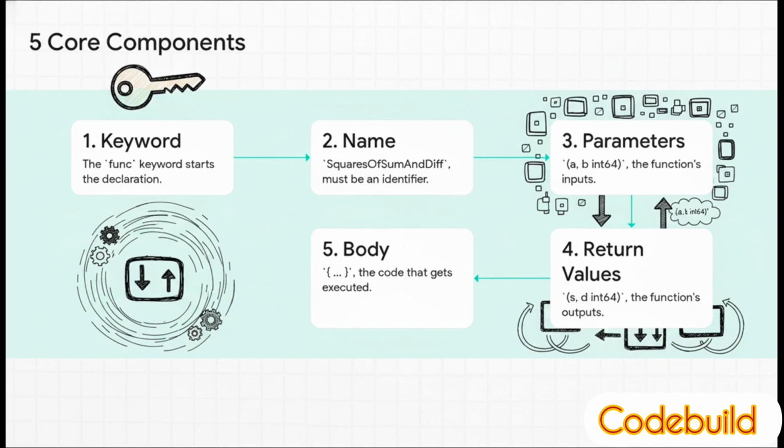First, you've got the func keyword. Easy enough. Then the name. Next up, the input parameters inside the parentheses. And notice something cool here. The type, int64, comes after the variable names. That's a Go thing. The fourth part is the return values, which are also typed. And this right here, this is one of Go's killer features, native support for multiple returns. Finally, you have the body inside the curly braces. That's where all the magic happens.